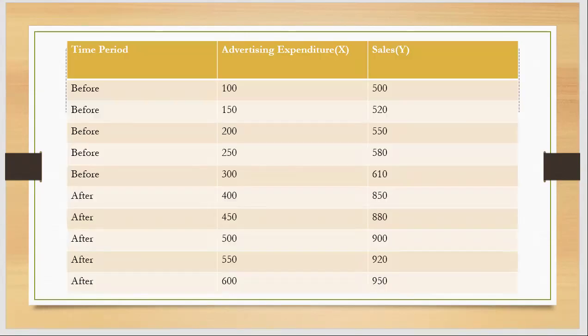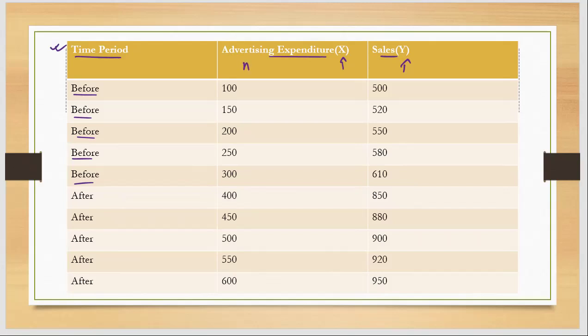So now let us see the data set that I have given you. This is a completely random, simplified data set. Only 10 observations are here. See, here we have the time period. This is before the marketing campaign. The first 5 observations will be before the marketing campaign was initiated. And see here, the advertising expenditure is denoted by the variable X and sales is denoted by variable Y.